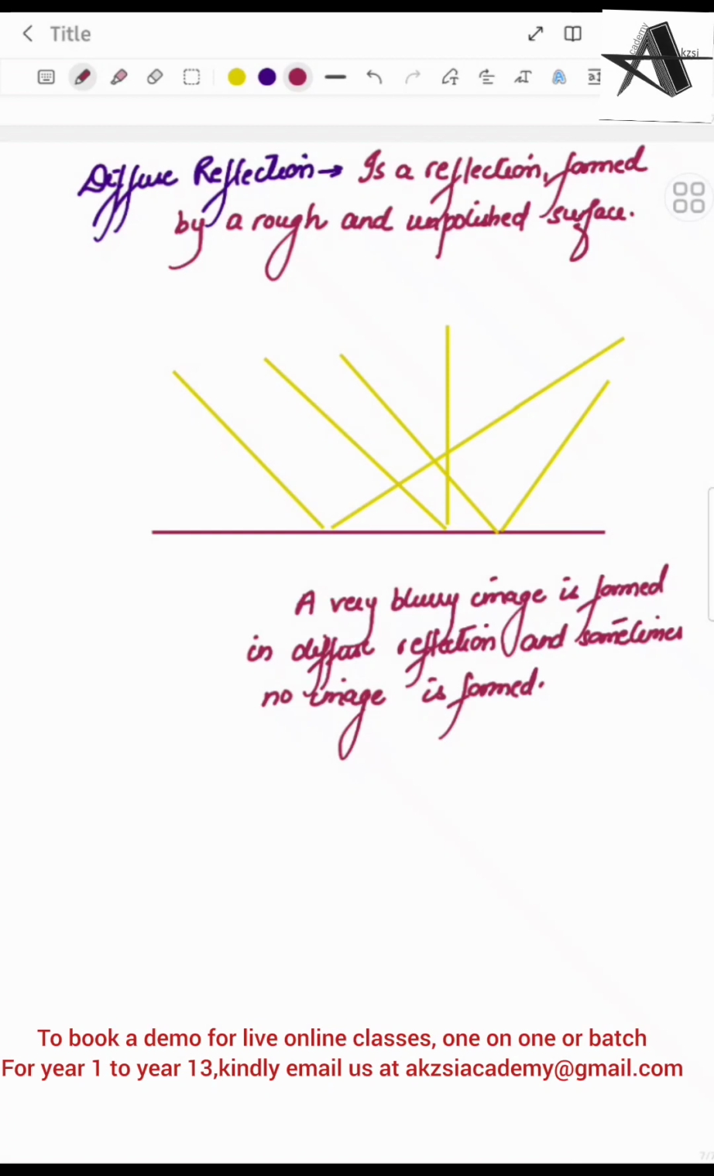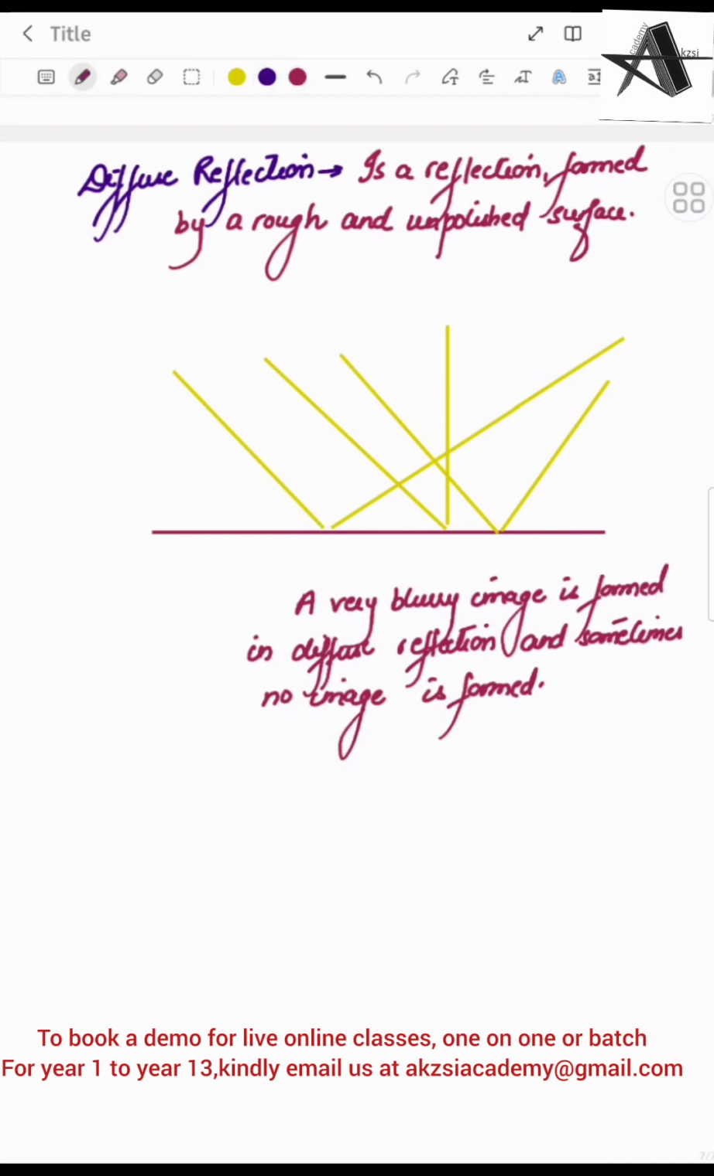Now there is a misconception. People think that because a very defined image is forming, the rays are moving parallel and in a defined direction. So in specular reflection, the law of reflection is applicable, whereas in diffuse reflection, which is haphazard, the law of reflection is not applicable. This is a big misconception.